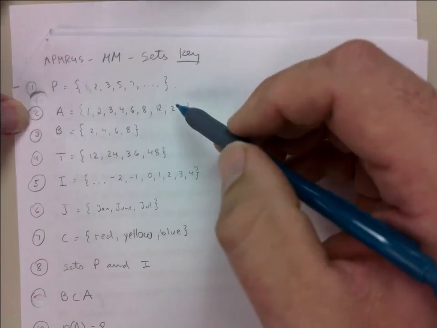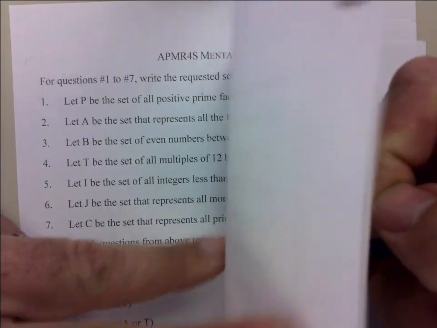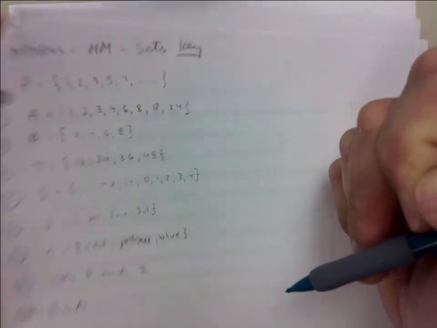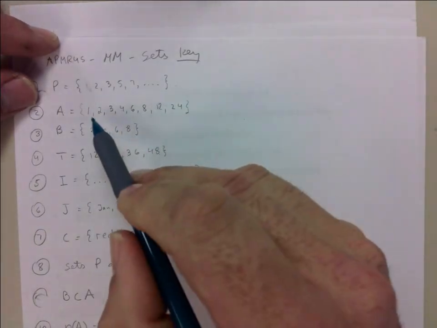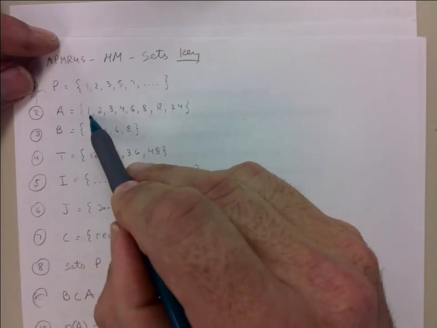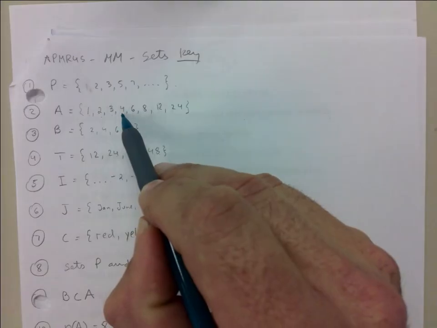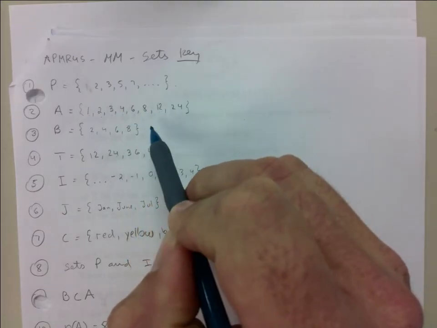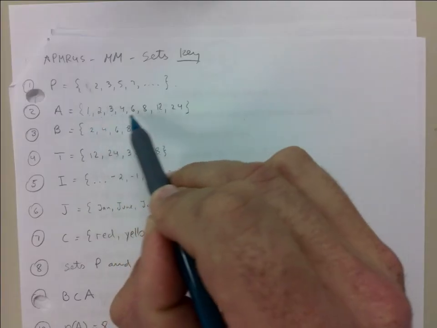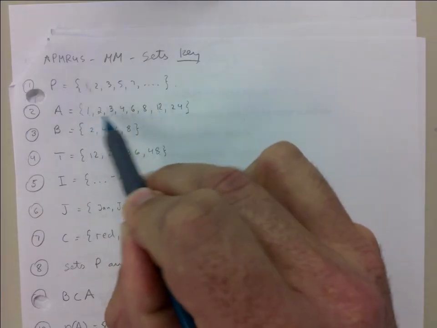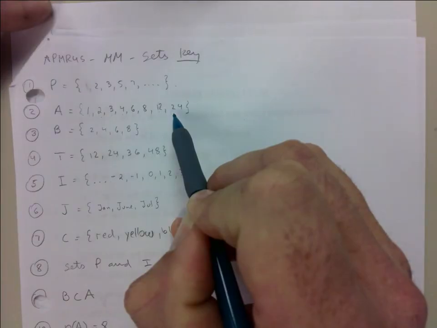Number 2, A is asking for all factors of 24. So all the numbers that go into 24. 1 goes in there, obviously, right? 2 goes into 24, 3 goes into 24, 4, 6, 8, 12, and so forth. So all of these numbers go into 24. So these are factors of 24.